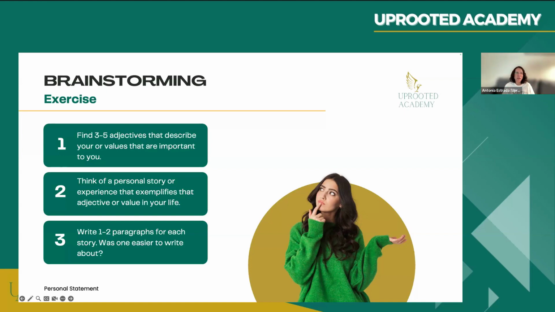So first, think about 3 to 5 adjectives that best describe you and your values. So are you determined? Are you creative? Are you responsible? Are you empathetic? Whatever you think best describes you. And you want to focus on illustrating positive traits the admissions committee might be looking for.